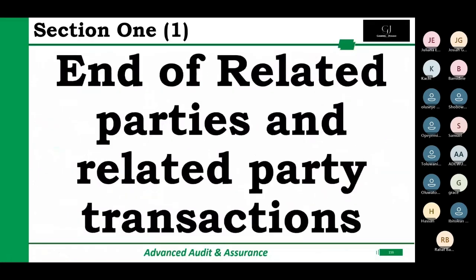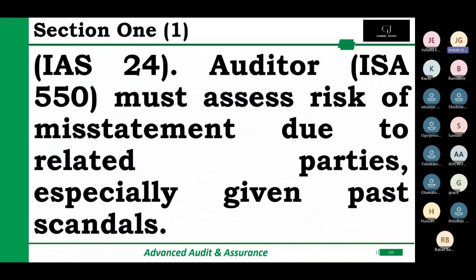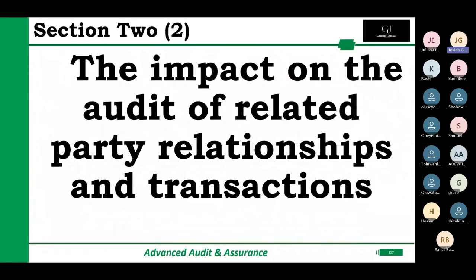Okay, it's fine. So we must understand that auditors, based on these standards, IAS 24 and ISA 550, must assess the risk of misstatement due to related parties, especially given past scandals that we just spoke to, like that of Enron. Okay, so the next section will be looking at the impact. So please feel free to interject and clarify any concerns. If you have any observations, any contribution, please go ahead and feel free to interject freely.